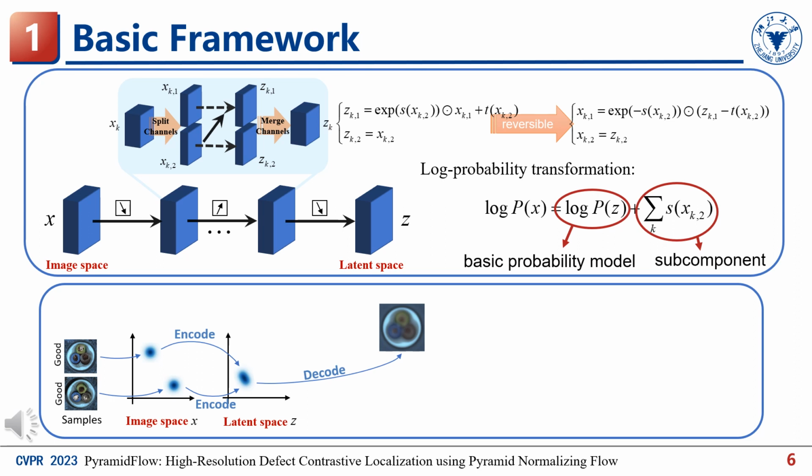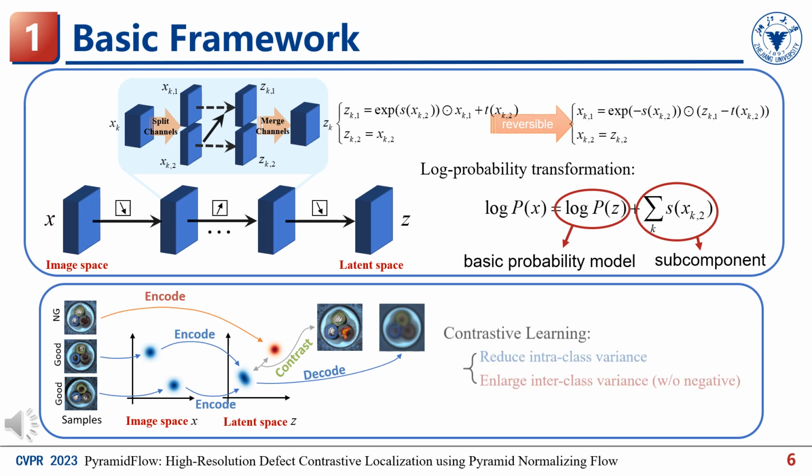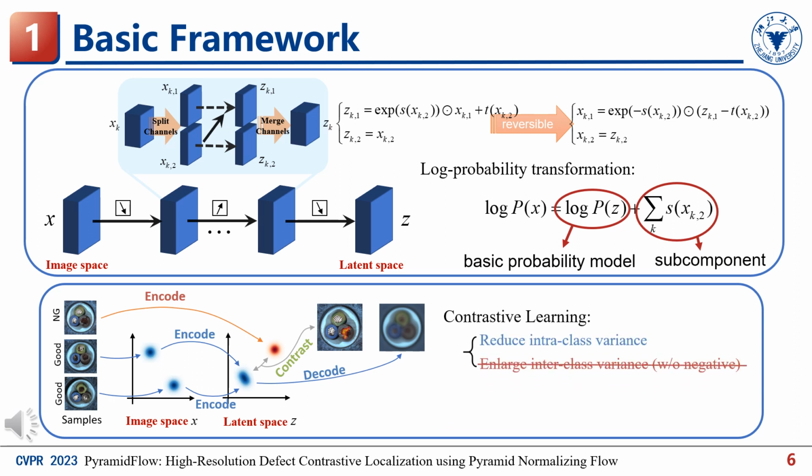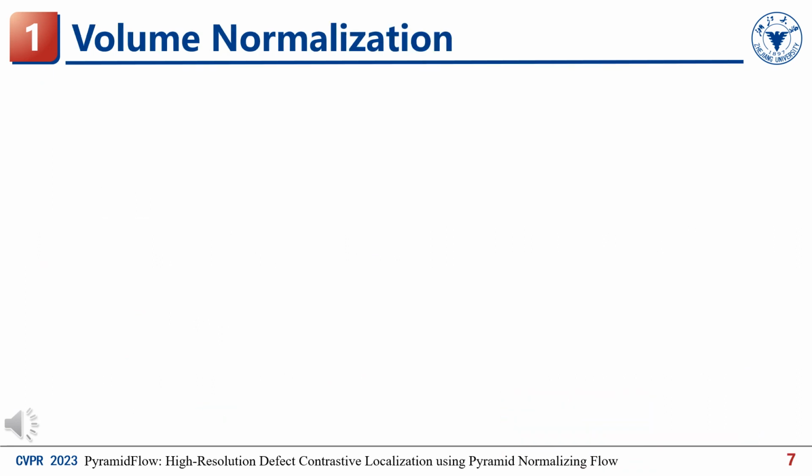In addition, anomalous samples are also encoded into the latent space, then contrasted with the template to locate the anomalies. Our framework is similar to contrastive learning, but lacks interclass items. So its loss function is only maximizing the intraclass likelihood. In this slide, we will explore the normalization of probability distributions.